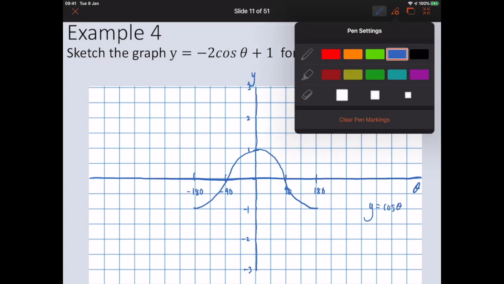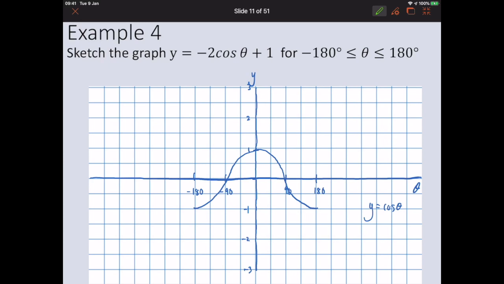Then let's think about what effect the minus 2 has. So if we multiply all of the y values by minus 2, where it was 1, it's now going to become minus 2. The zeros are going to stay the same, and the minus 1s are going to become positive 2s. So now we get a shape that looks like this. There's the graph of y equals minus 2 cos theta.